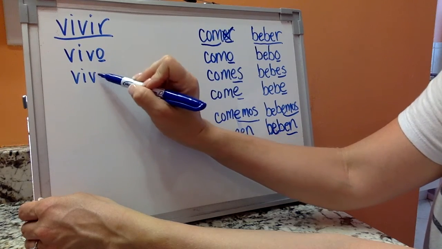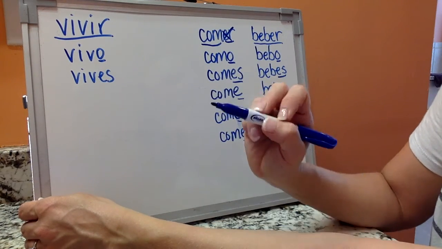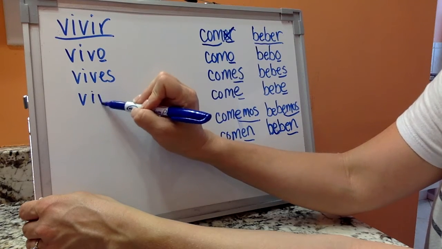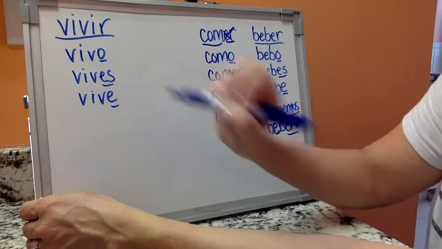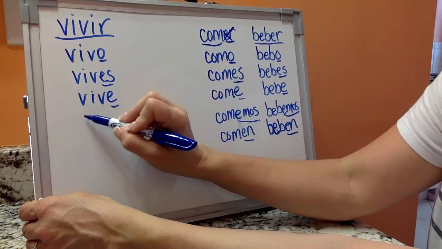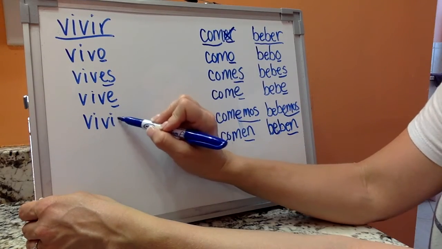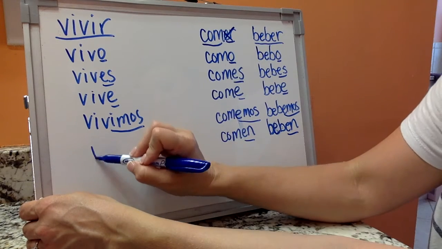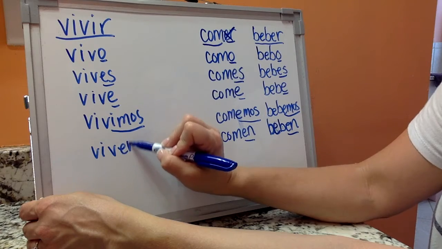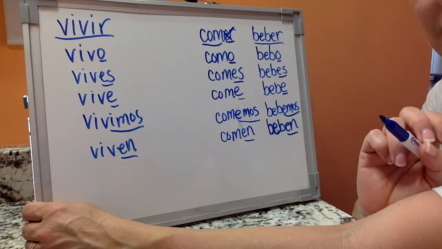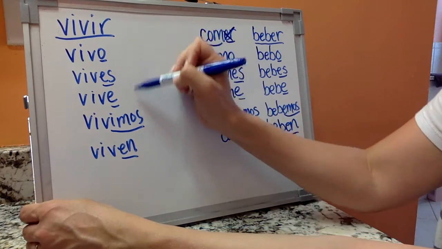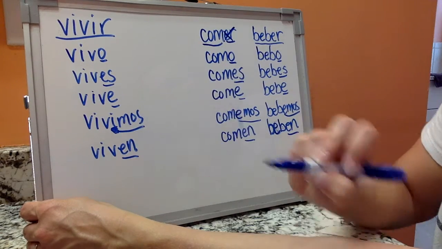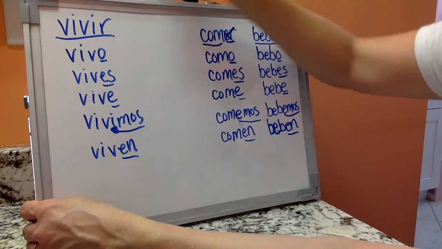Tú vives en Arkansas. Ella vive in Oklahoma, okay? Nosotros vivimos en Arkansas. Ellos viven in Arkansas, okay? So notice all of these forms here are the same. The only difference in the IR verbs, because vivir is an IR verb, okay?